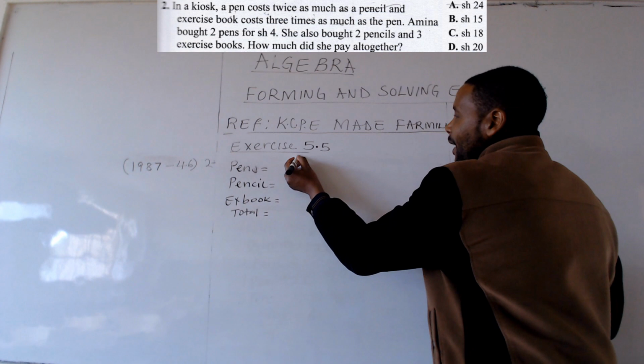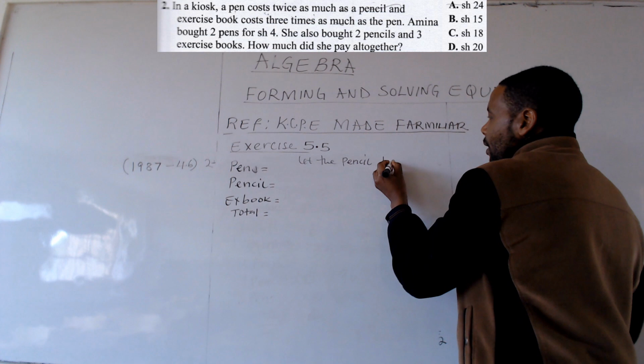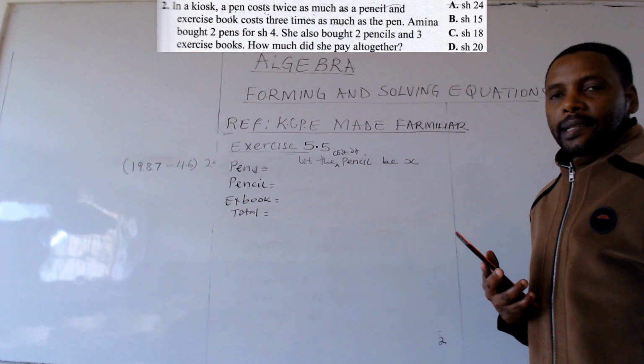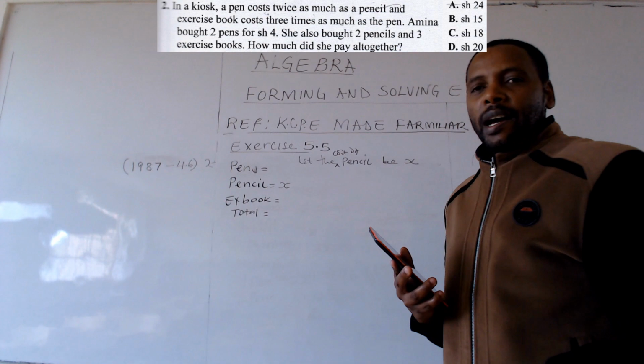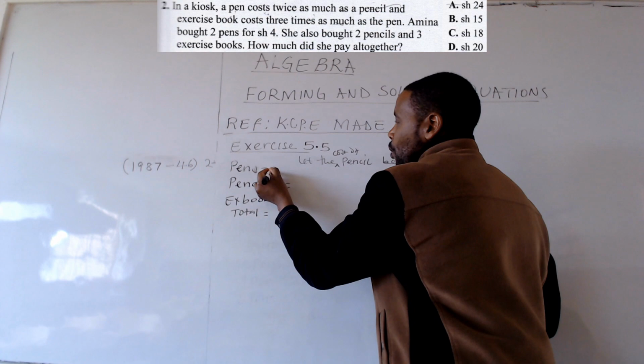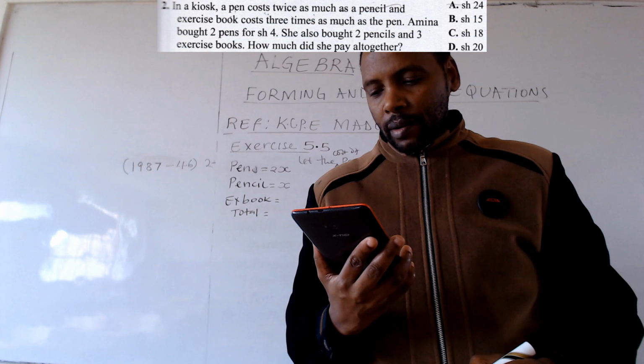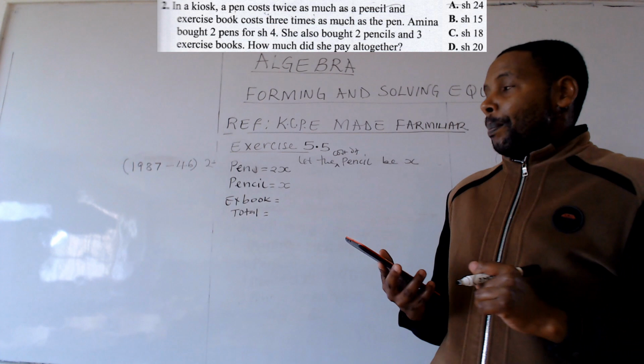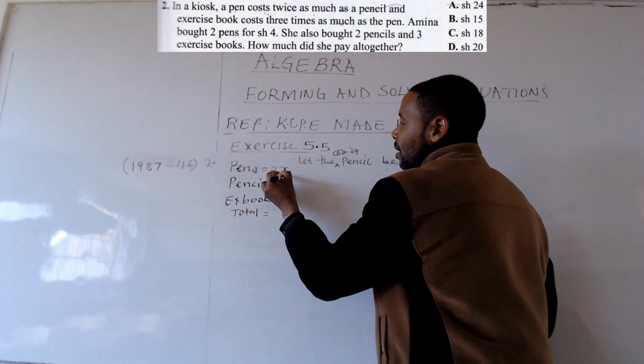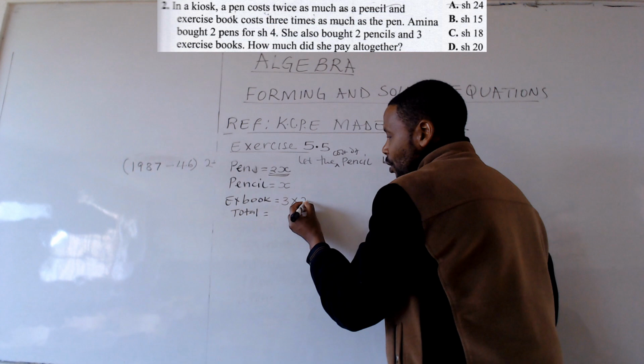So we say, let the cost of pencil be X. So where there is pencil, I put X. And the pen costs twice. Twice means two times of this. So it is 2X. And then we are told, an exercise book costs three times as much as the pen. An exercise book will cost three times of the pen. So it is three times the cost of the pen. And three times 2x is 6x.